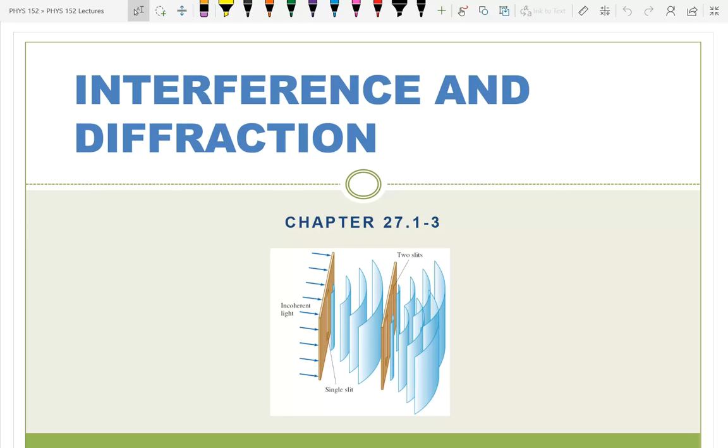And I'm going to actually start out with some demonstrations here. We probably won't even get to the theory on these demonstrations today, but it's a good starting point for our discussion about the wave nature of light.